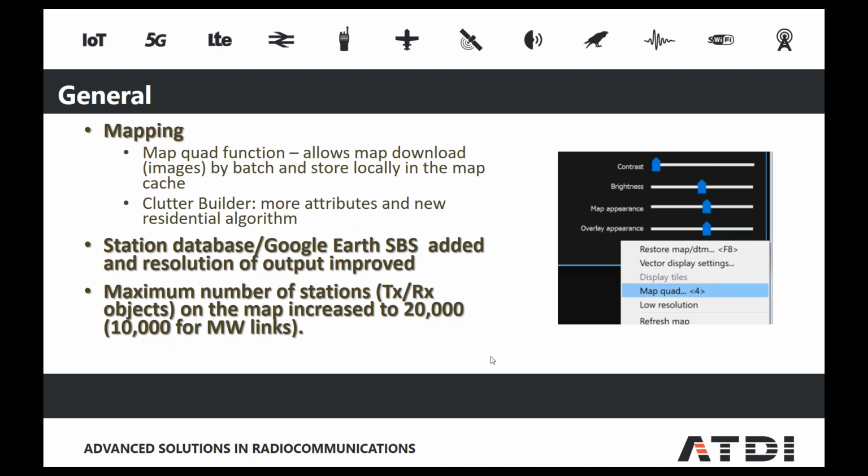The maximum number of objects, this is the stations that are associated on the screen. That's been increased to 20,000, or 10,000 microwave links if you're using point-to-point. That limit changed originally when we moved to the 64-bit versions, but again, it's been doubled in terms of the number, so it allows perhaps a bit more flexibility with some of the functions that you need to use specifically with stations on the map. Okay, so I'm just going to show you a couple of those, the map quad function and this station database Google Earth export.